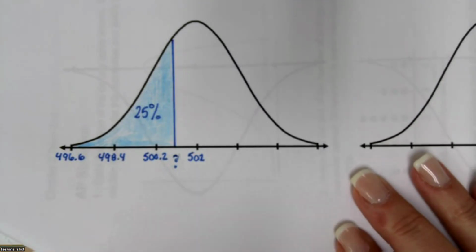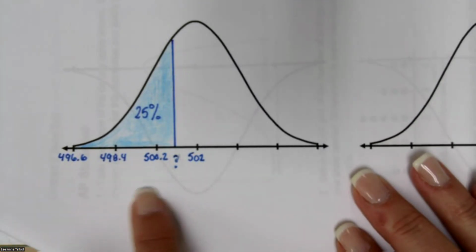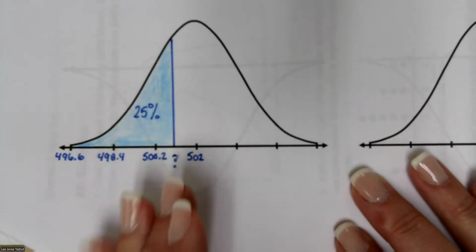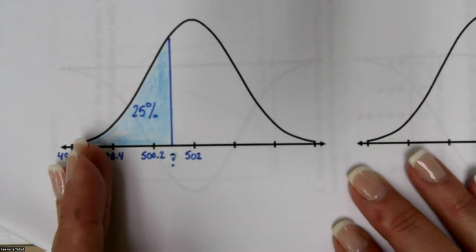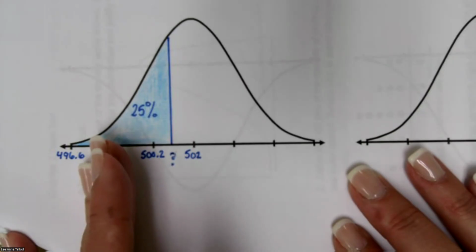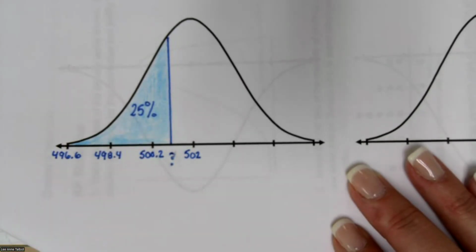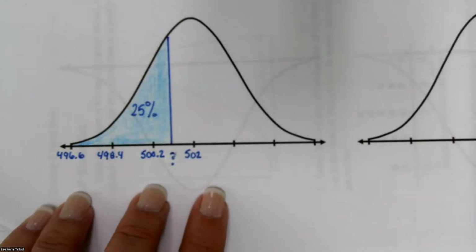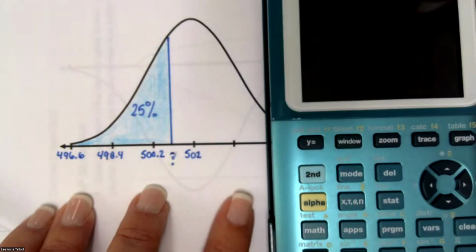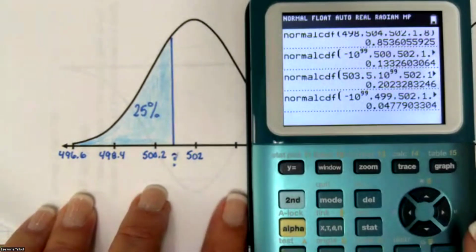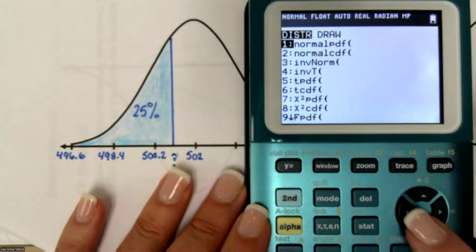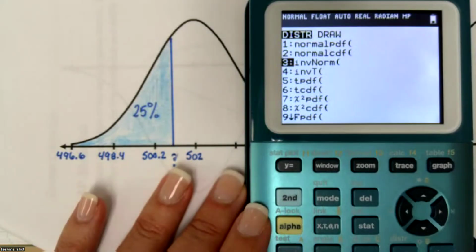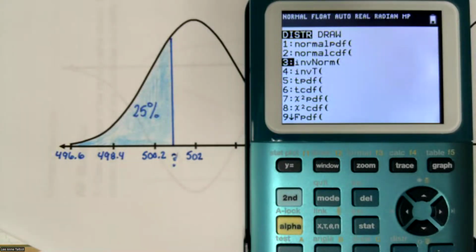So this question is asking what value on the x-axis is it when 25% is shaded? And it said lowest 25%, so I knew to go to the left. Okay, so there is a calculator function for that too, and it's located in exactly the same spot. It's called inverse norm. Inverse meaning go backwards normal.